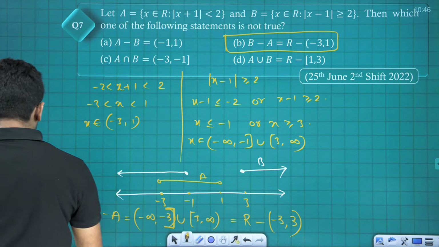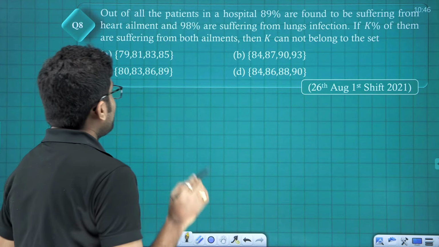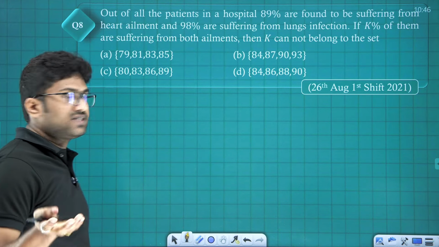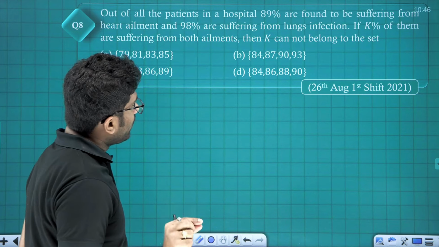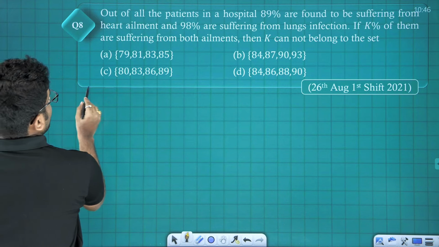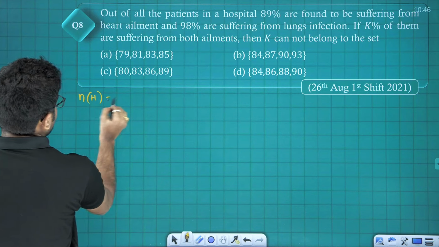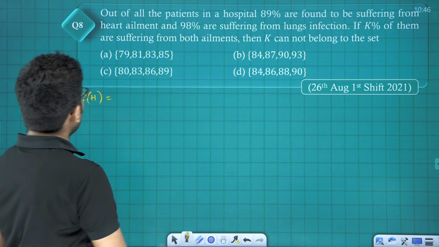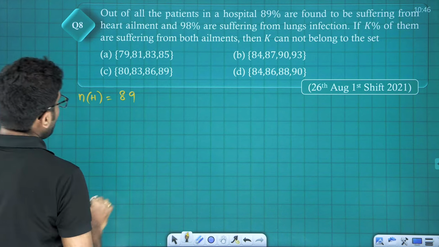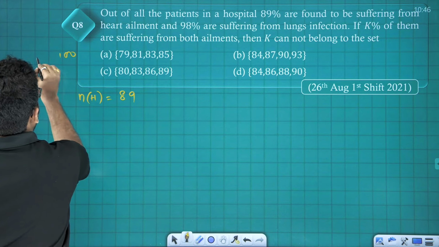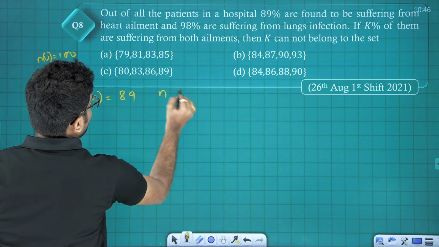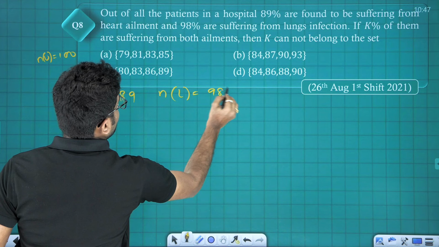Clear? Next question. Out of all the patients in a hospital, 89% are found to be suffering from heart ailment, heart disease. 98% are suffering from lung infection. K% of them are suffering from both the ailments. First, N of H denotes people suffering with heart ailment. So N of H is equal to 89%. Let's take 89. Next, out of total 100%, means total N of universal set is 100. Next, N of lung infection is 98, given.